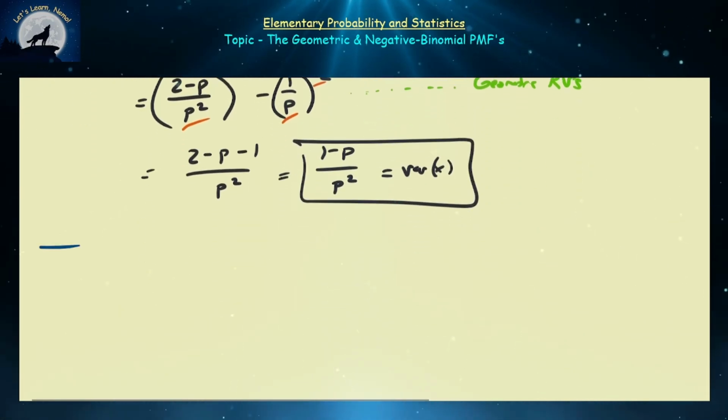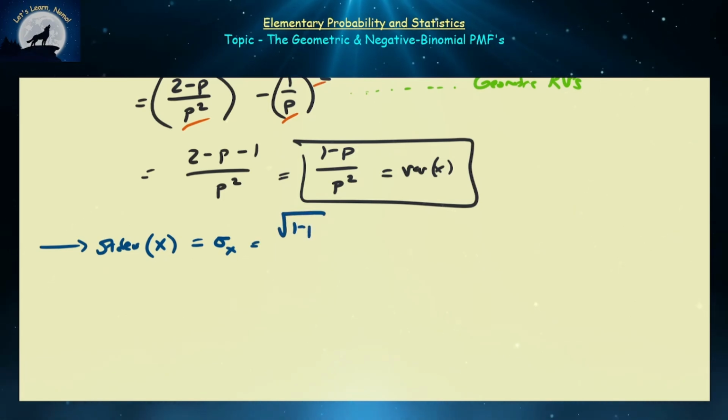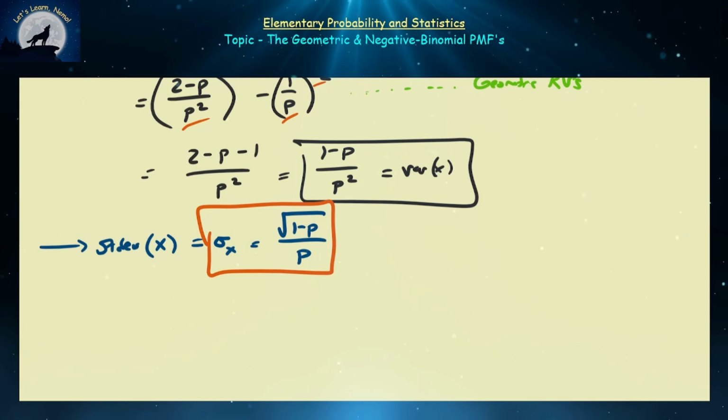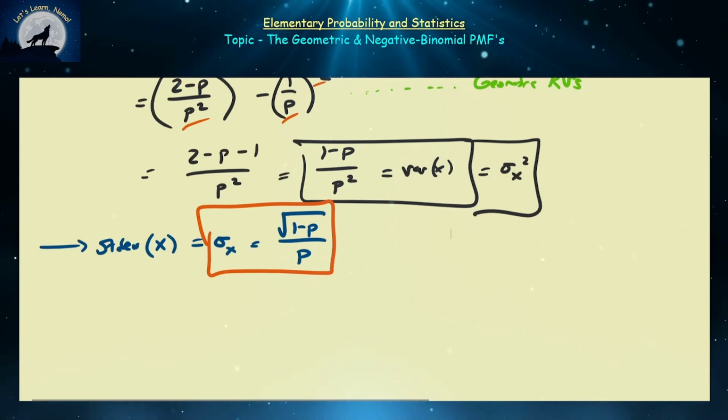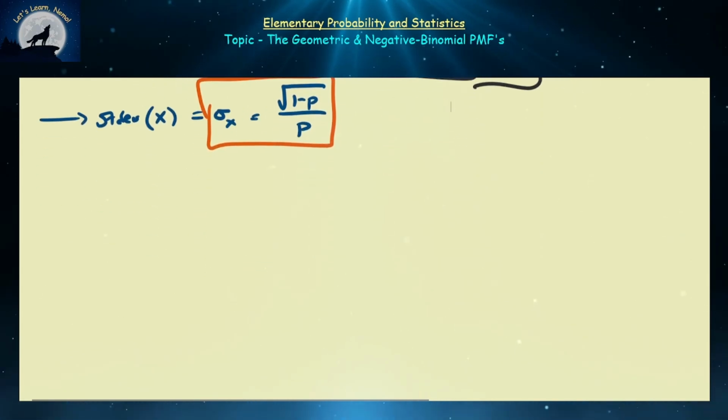Therefore, if I ask you what is the standard deviation of x, which we sometimes abbreviate by sigma x, this will just be equal to the square root of 1 minus p, all divided by p. Right? And some people also abbreviate the variance as sigma x squared as well. Right? So those are how you find the expected value and the variance and standard deviation of geometric random variables without having to do any fancy math.